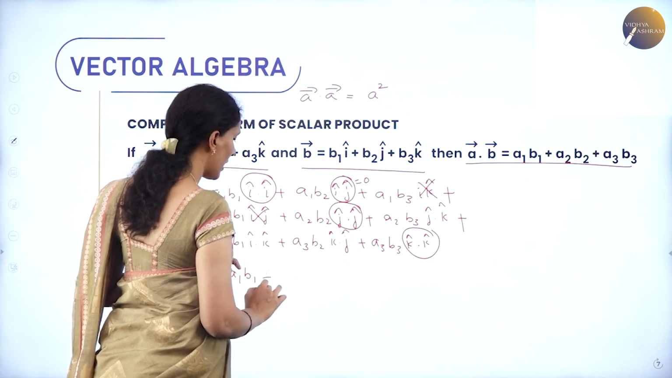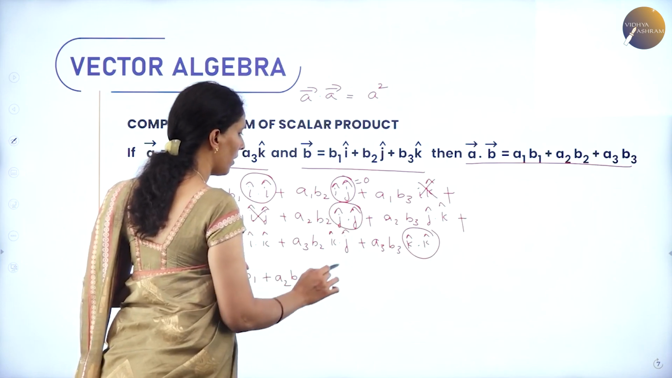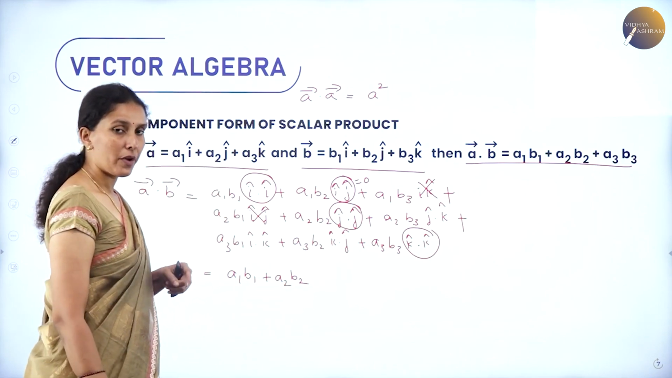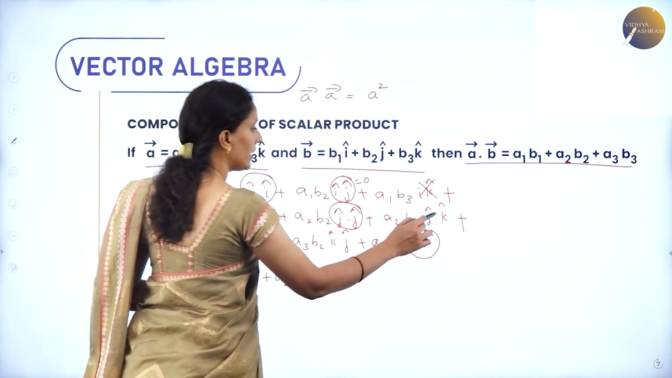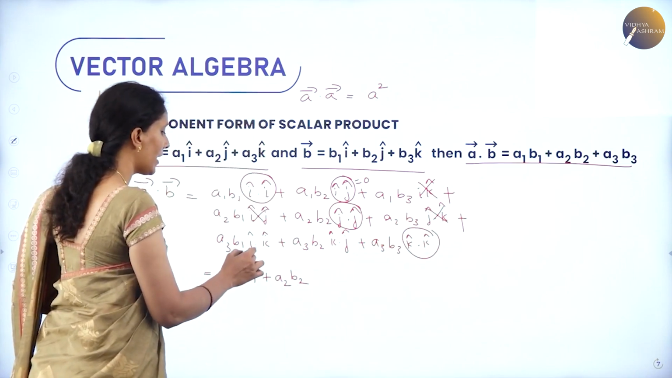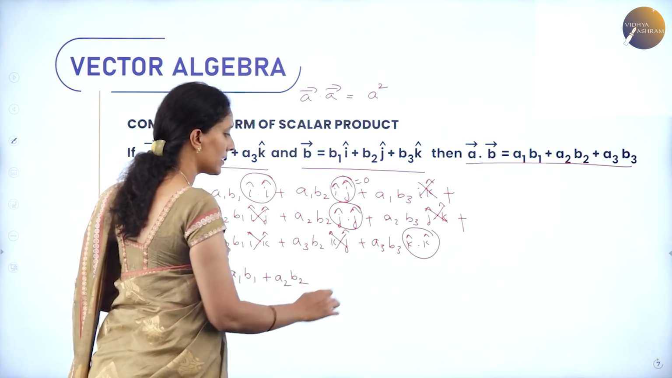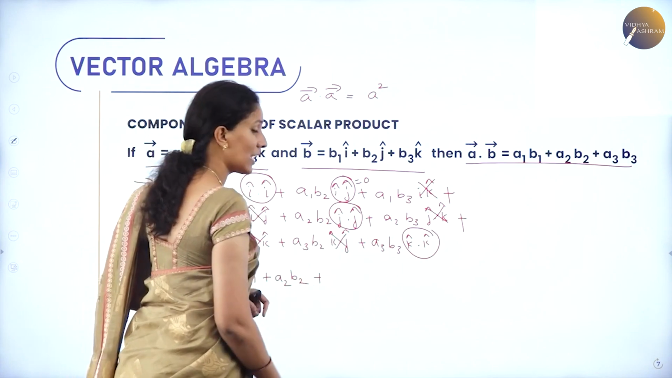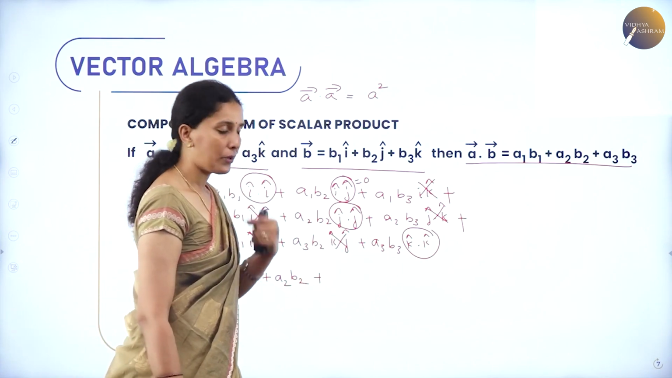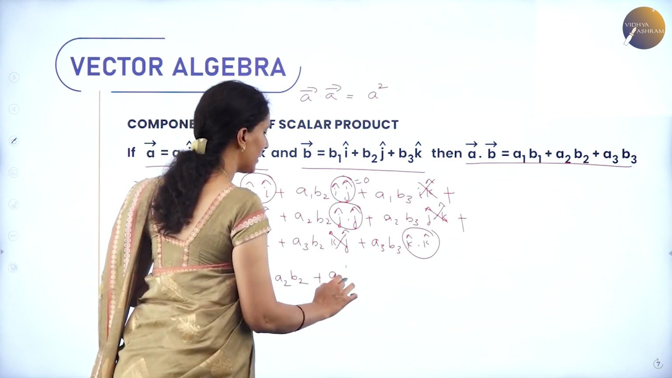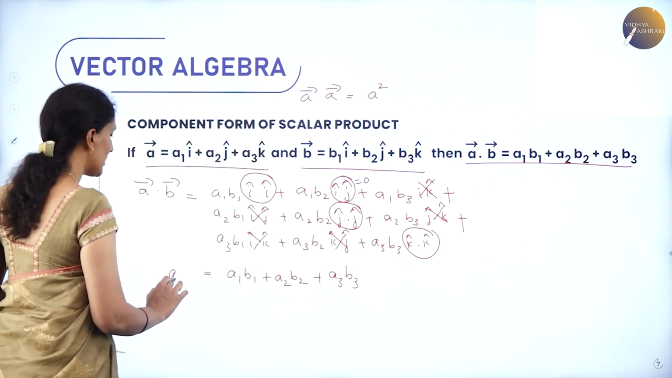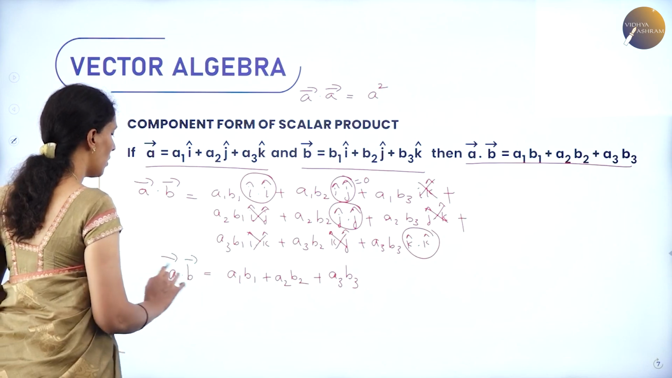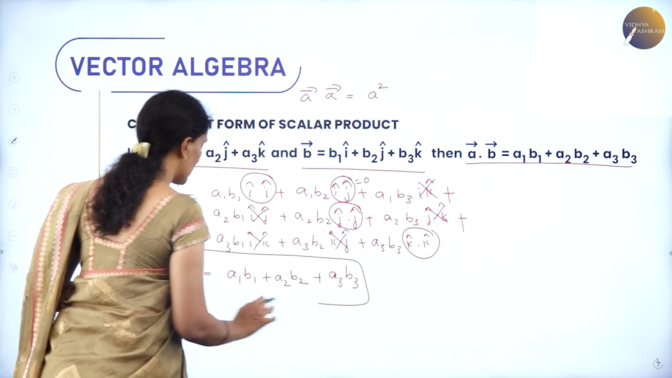Then we have A2 B2 because j dot j is j square, which is nothing but 1. Then j dot k is 0, i dot k is 0, k dot j is 0 and A3 B3 is k into k whose value is 1. So therefore it is A3 into B3. So thus you can see this is how we will get the dot product of any two vectors.